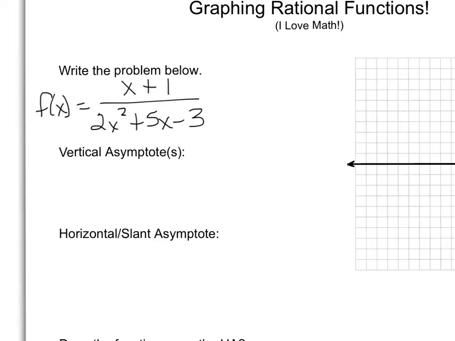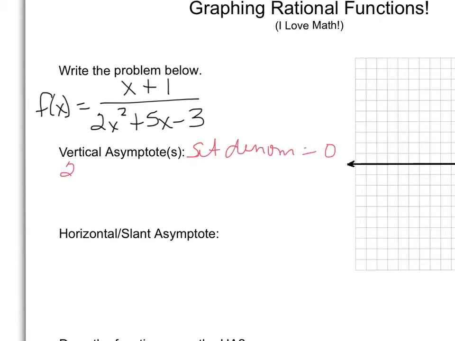Okay, I zoomed in on the problem here, so this is the first problem that we're going to look at, and we're just going to follow the steps as we go through. So my first problem is f of x is equal to x plus 1 over 2x squared plus 5x minus 3. Now, the first thing we want to look for are vertical asymptotes. And how do I determine if I have a vertical asymptote? Good. We're going to set the denominator equal to 0.